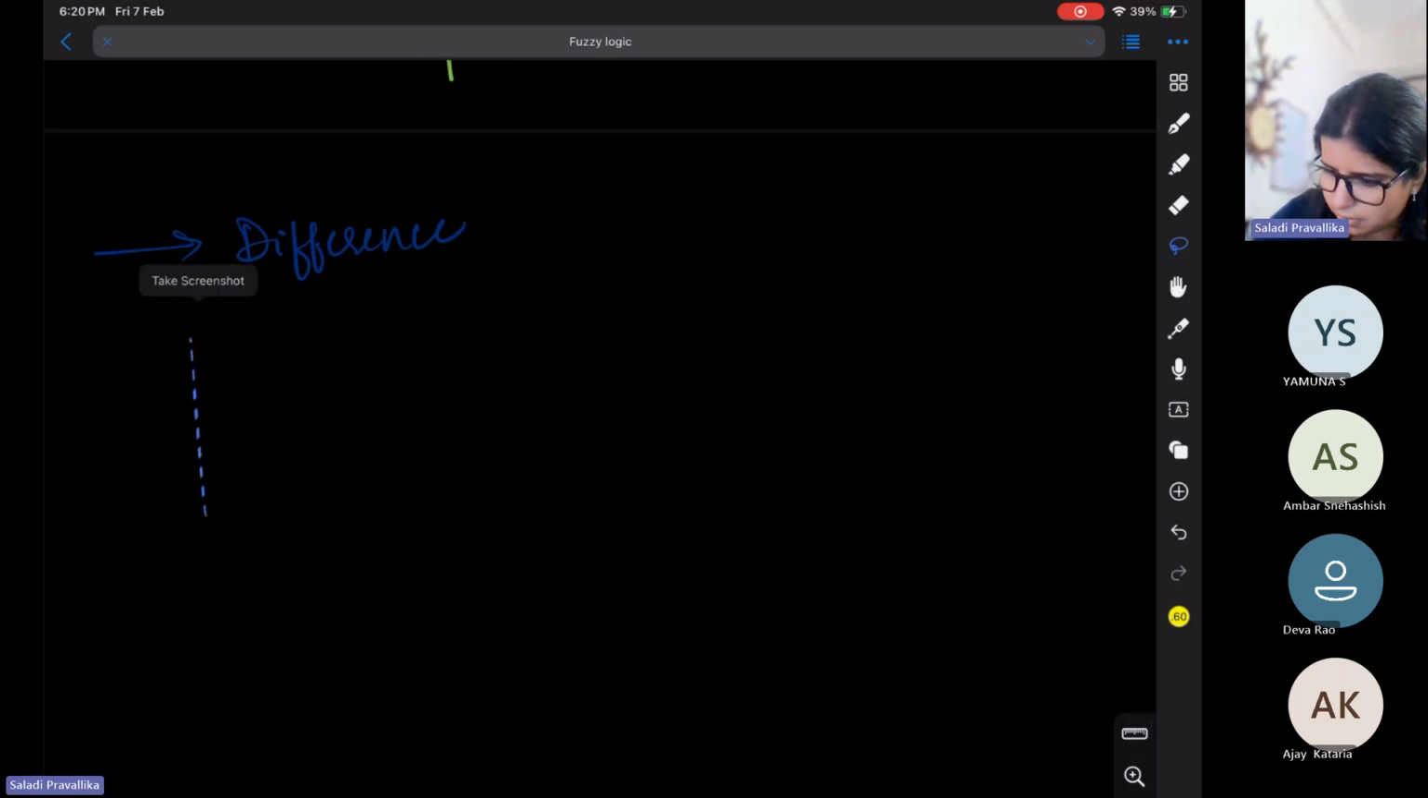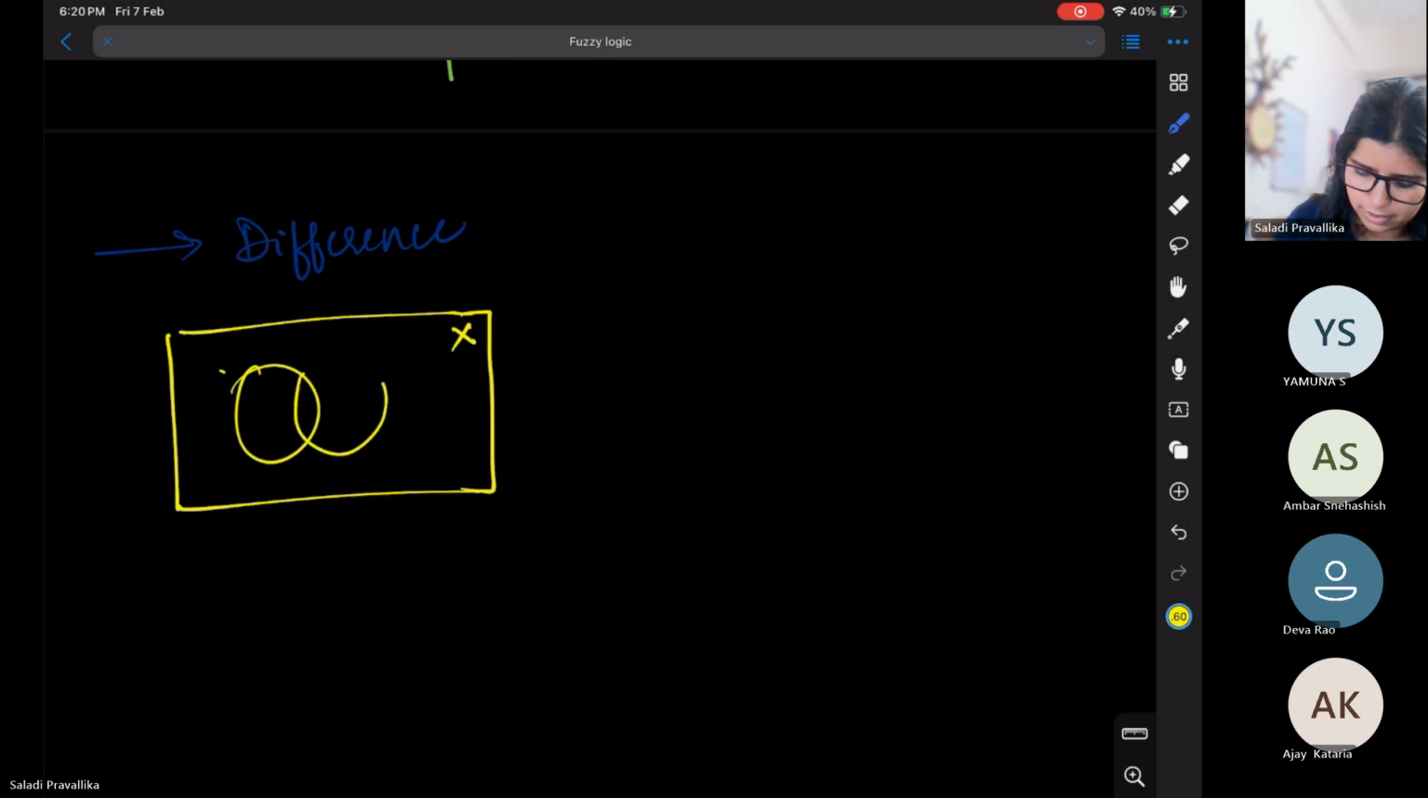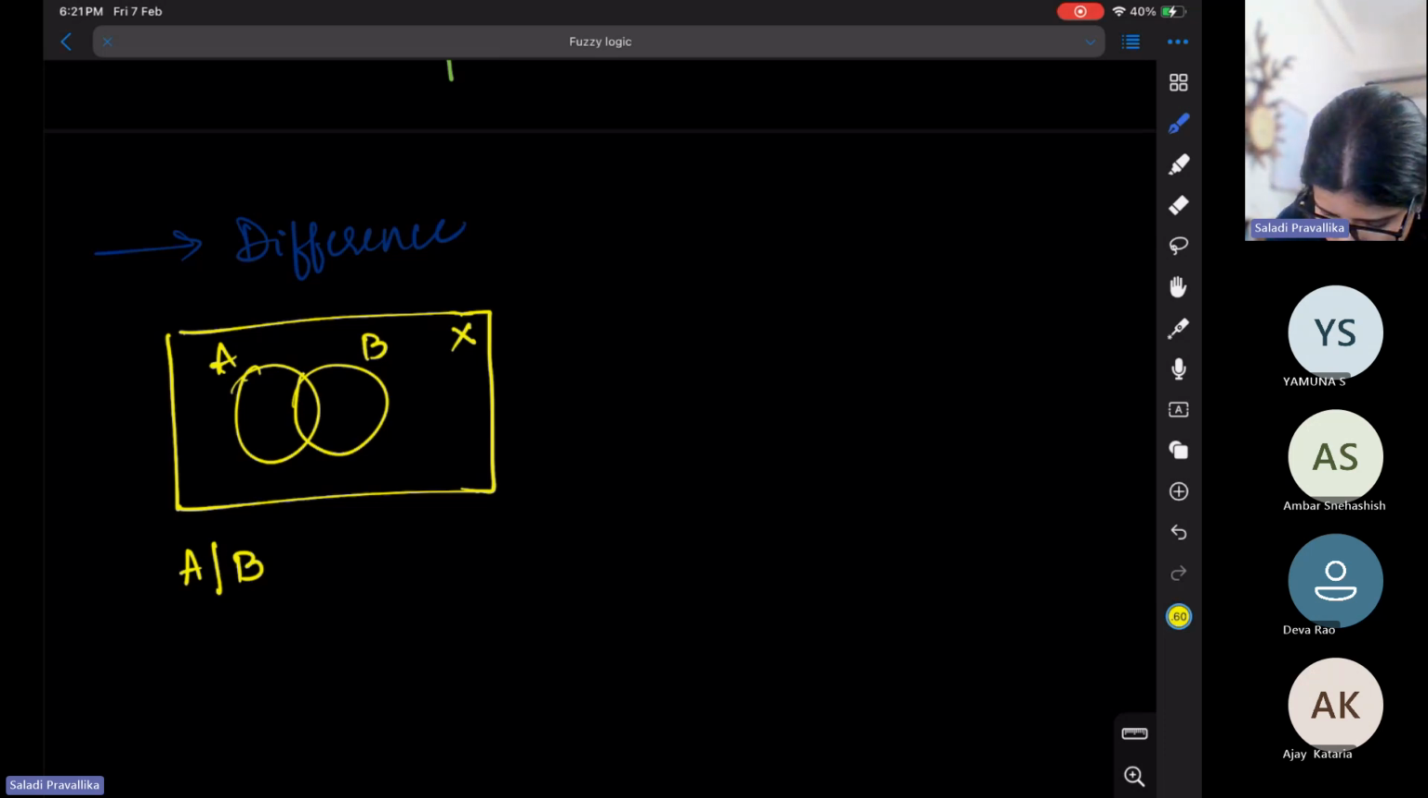Let's again take a Venn diagram for a universe of discourse capital X. Let's say we have A and B. If I'm saying I want to know A difference B, that is, I want to know all the elements that are present in A, but I don't want the elements that are present in B. So which is going to be this part.